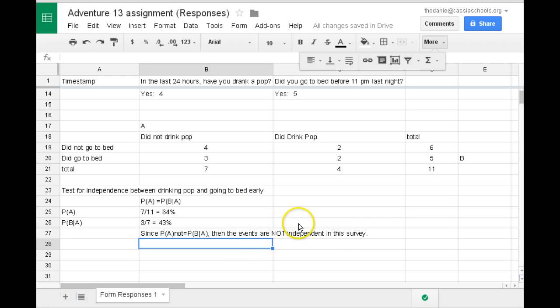And that's at least according to this survey, which was completely not scientific and a very small sample as well. So there you have it. And on this adventure you're also going to be doing some Khan Academy work, which I will preview for you.